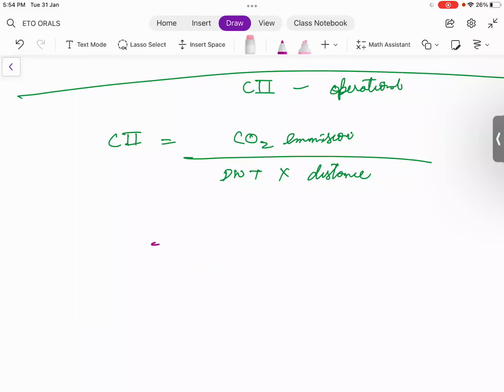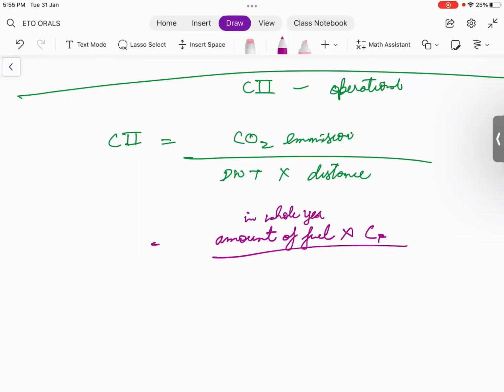I have to just imagine that I know the total amount of fuel which I have burned. Suppose I know the whole amount of fuel, into carbon conversion factor. What can I get if I have the amount of fuel in the whole year? I will get the amount of carbon emitted in the whole year. Correct, so that is what I need. But can you please tell me from where I can get the amount of fuel burned in the whole year? Total fuel consumption.